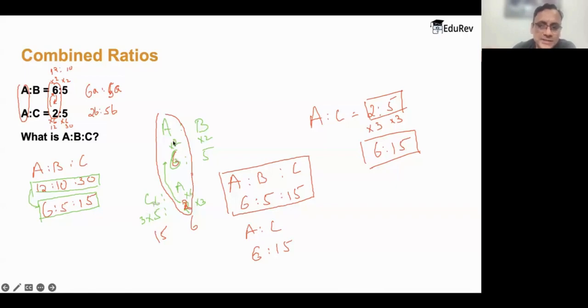Okay, so in that case, A is to B, A becomes 12, B becomes 10, and A is to C, A becomes 12, and C becomes 30. So you get 12:10:30. And then reduce this by 2. 2 is common. So you get 6:5:15.